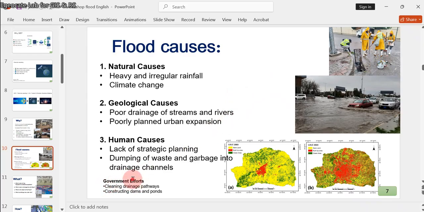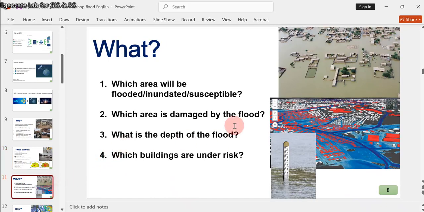And actually, sometimes the government will take some precautions and put in place some frameworks to reduce the impact of the floods, but it's not effective enough, at least for urban cities, for example. They do regular cleaning of drainage pathways, and also construct dams and ponds. But actually, these are not long-term and not enough to reduce the impact of the floods.